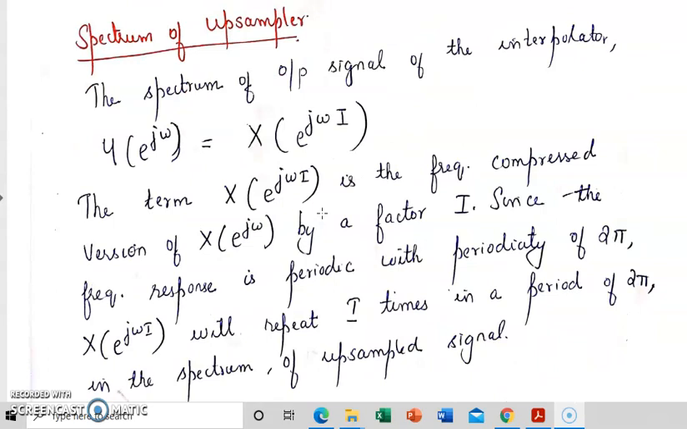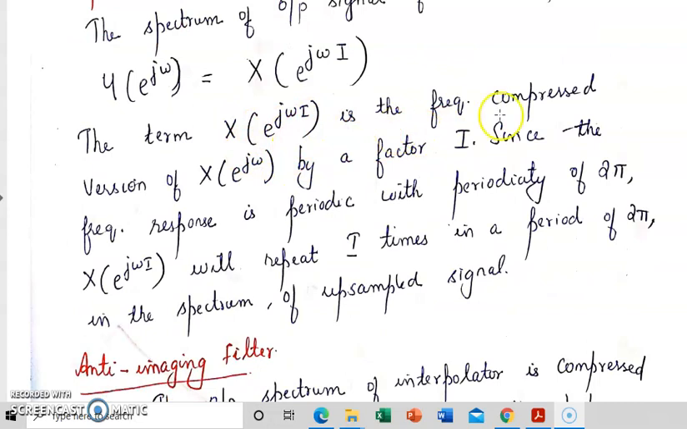Next, we'll see the spectrum of upsampler. The spectrum of output signal of interpolator is given by y of e raised to j omega equal to x of e raised to j omega I. The term x of e raised to j omega I is the frequency compressed version of x of e raised to j omega by a factor I. Since the frequency response is periodic with periodicity of 2 pi, x of e raised to j omega I will repeat I times in a period of 2 pi in the spectrum of upsampled signal.